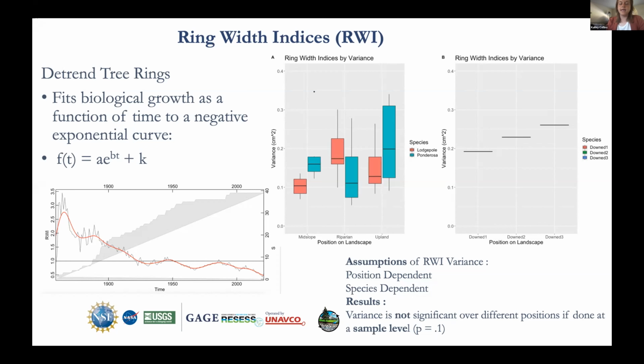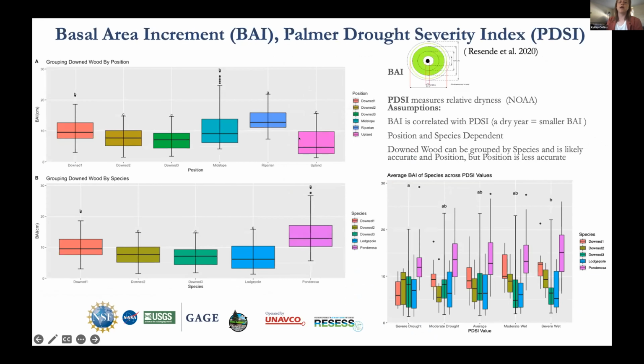So what this basically means is that when it's 1, the tree had an average year, and then anything greater than 1, that means the tree grew great that year, and anything less than 1 means the tree did not grow very well. So what does RWI tell us? Well, when looking at variance, there's no significance either across position or species. And then when you look at downed wood, you cannot identify downed wood by just using RWI, or ring width indices. So that brought us to our second option, which is BAI, or basal area increment.